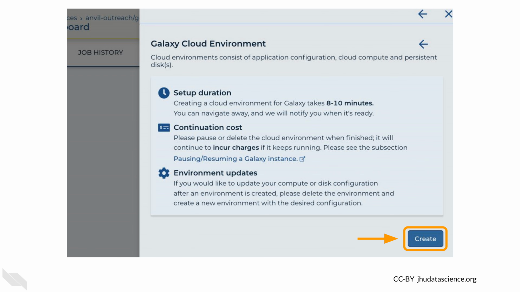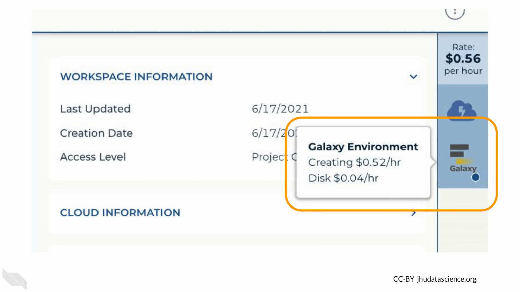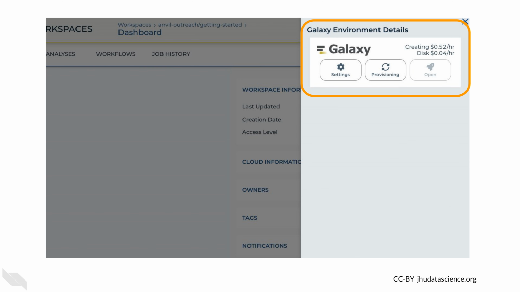Note that this will typically take between 8 and 10 minutes to complete. While your cloud environment is being created, the status will be displayed on the right-hand side. Shown here is the provisioning stage. You can click on the Galaxy icon to see the environment details.